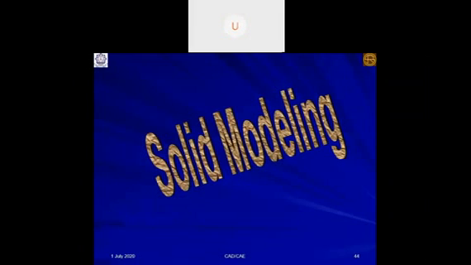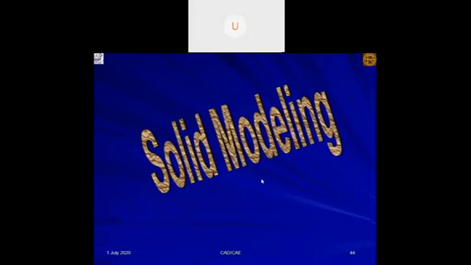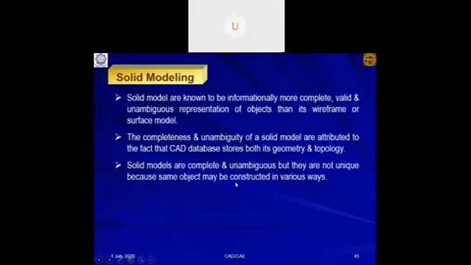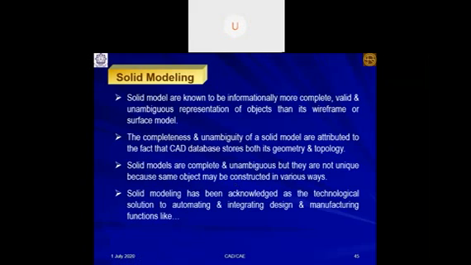Now we'll come to our main part, that is the solid modeling. So the solid modeling, as you know, is the more unambiguous, complete representation of an object. We are now all using the solid modeling techniques because of its completeness and unambiguity. And during the solid modeling process, the CAD database stores both the geometry and topological information, and because of that, it is a more complete and unambiguous representation of your object.